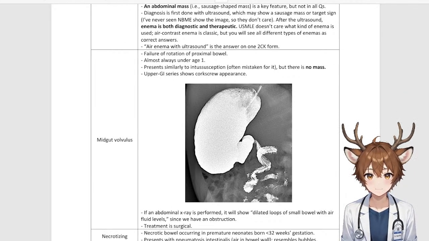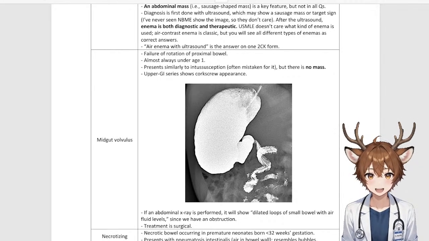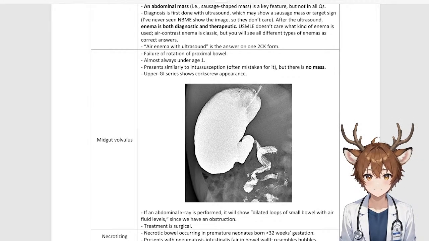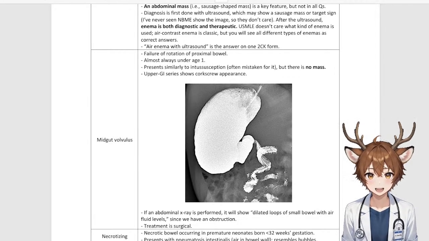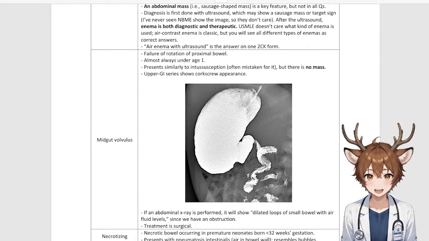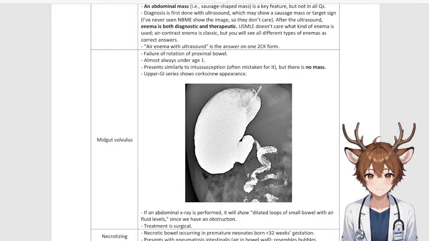Midgut volvulus. Failure of the rotation of the proximal bowel, almost always under the age of 1. Presents similarly to intussusception, often mistaken for it, but there is no mass. Upper GI series shows corkscrew appearance. If an abdominal X-ray is performed, it will show dilated loops of small bowel with air fluid levels. Since we have an obstruction, treatment would be surgical.